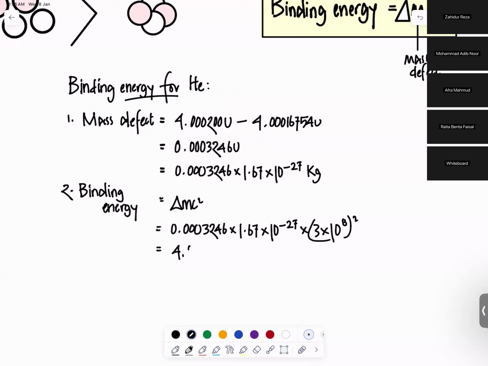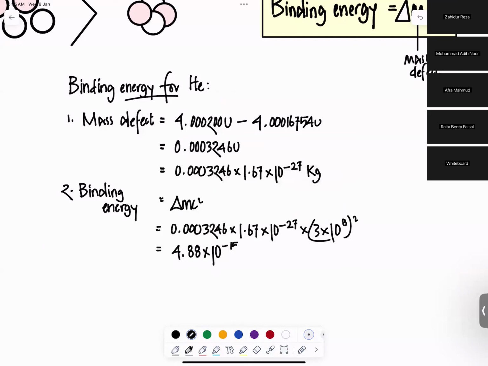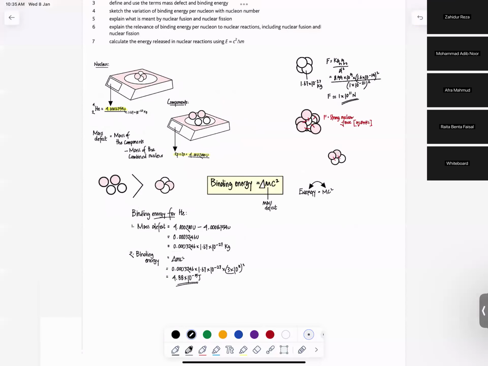Right, 4.88 into 10 to the power minus 15 joules. That is your binding energy for this nucleus. So that's how you find binding energy.